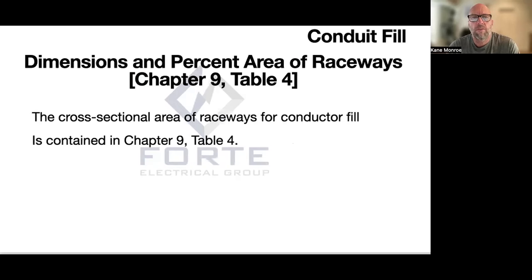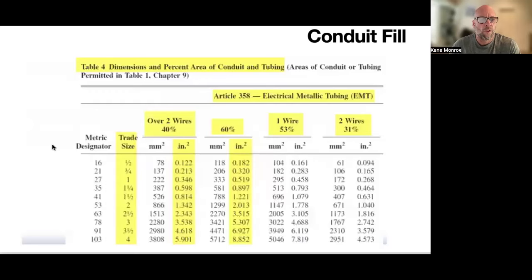Dimensions and percentage areas of raceway, chapter 9, table 4. So this is where our conduit is actually located. Our PVC, EMT, rigid, flex, whatever, is in table 4. The cross-sectional area of a raceway for conductor fill is contained in table 4. So let's take a look at table 4 back in chapter 9. And this is kind of how we read it.